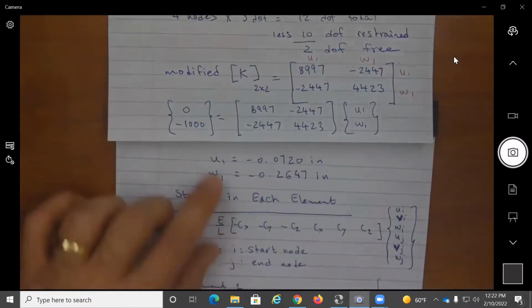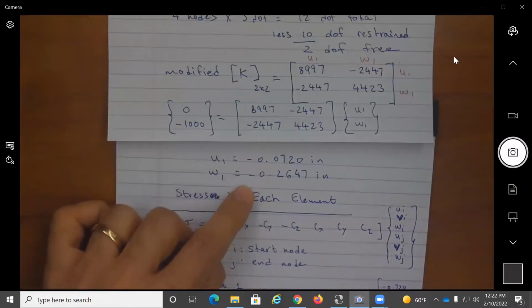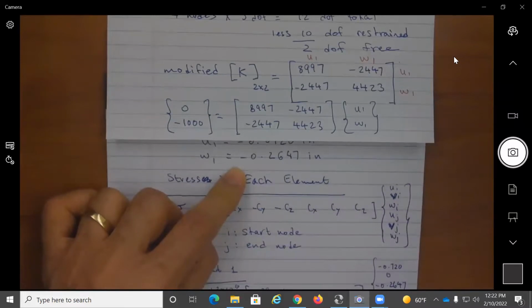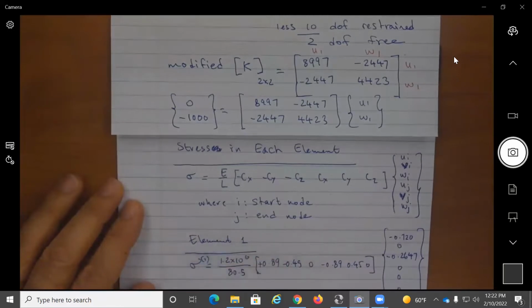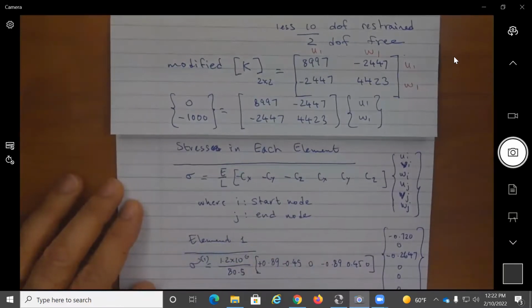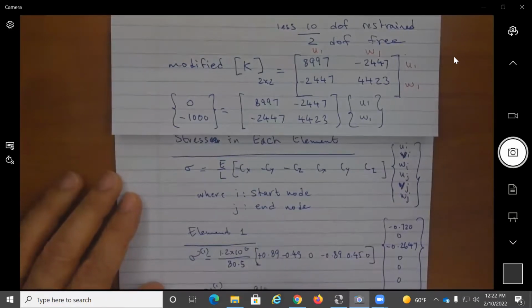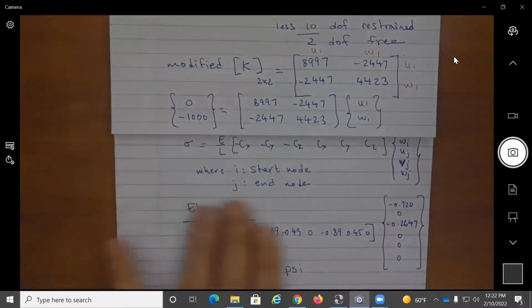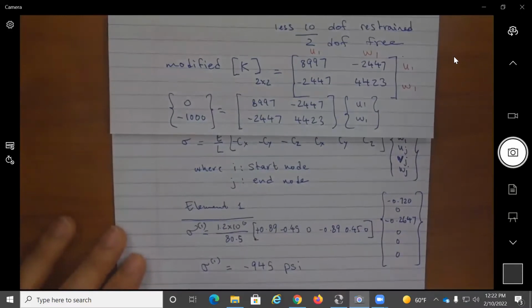U1, or UI here, would be a minus 0.0720. I have a 0, then I have a minus 0.2647. Then we have 0, 0, 0. This is sigma for element 1. When I do the math, I'll get that sigma for element 1 is equal to minus 945 psi. I trust you can repeat the same for element 2 and for element 3.